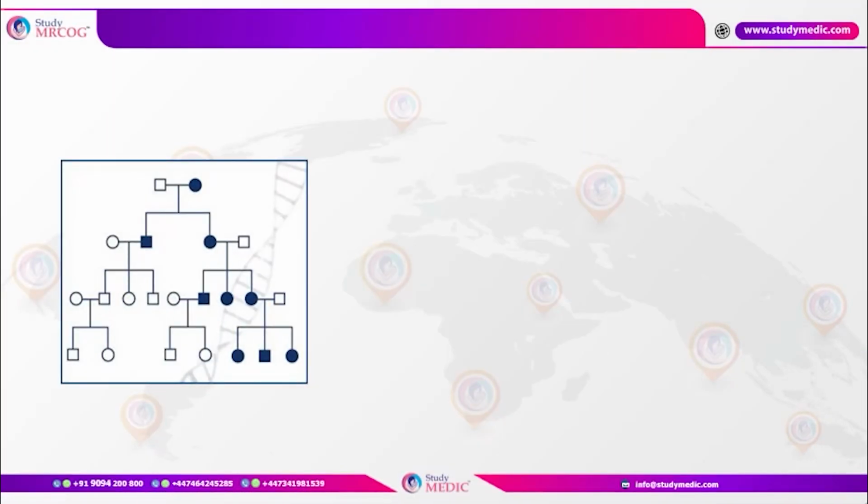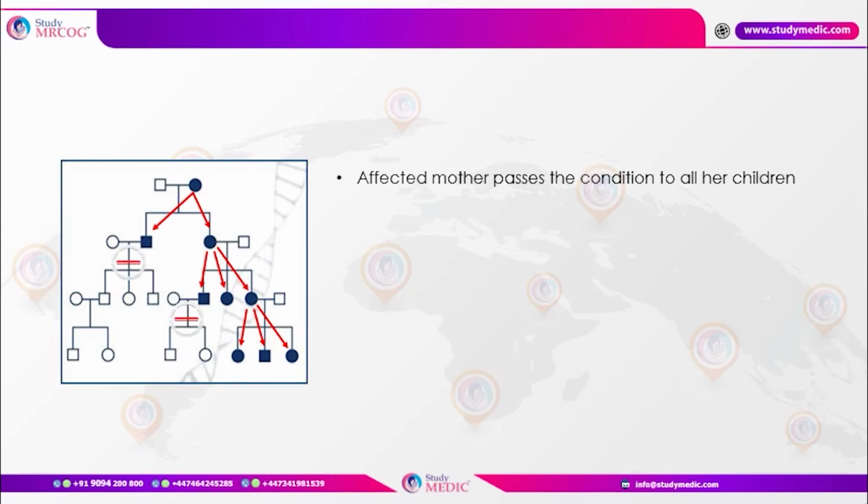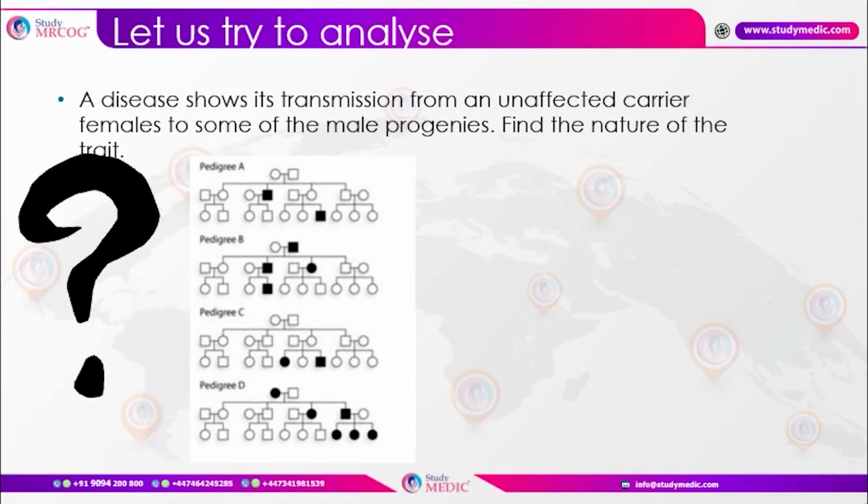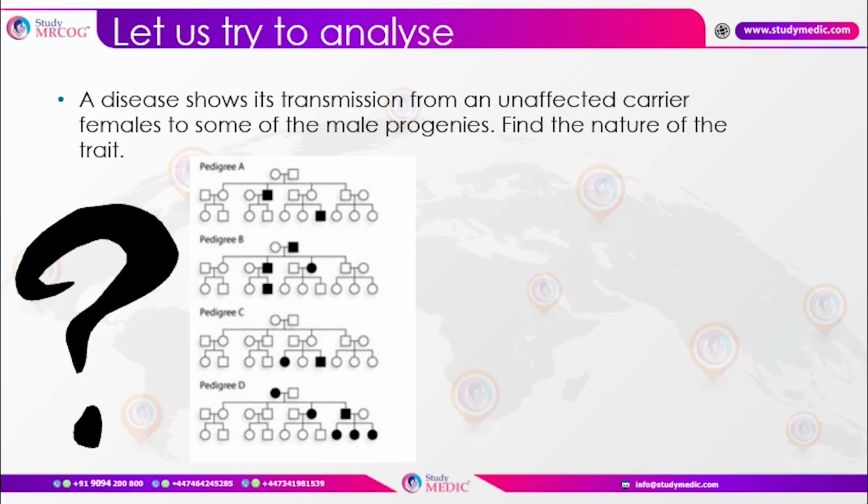Look at this pedigree chart. Again, the affected mother is passing the condition to all the children, and an affected father is not passing the condition to any of the children. So this is a mitochondrial inheritance pattern or a maternal inheritance pattern. Now we'll be going through a few questions and analyzing the pedigree charts and the questions linked to them. So moving on to the questions.